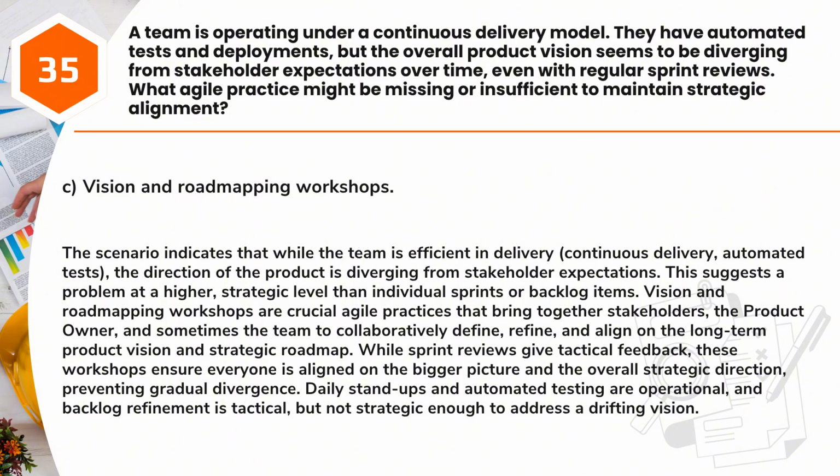Vision and road mapping workshops are crucial Agile practices that bring together stakeholders, the product owner, and sometimes the team to collaboratively define, refine, and align on the long-term product vision and strategic roadmap. While sprint reviews give tactical feedback, these workshops ensure everyone is aligned on the bigger picture and the overall strategic direction, preventing gradual divergence. Daily stand-ups and automated testing are operational, and backlog refinement is tactical, but not strategic enough to address a drifting vision.